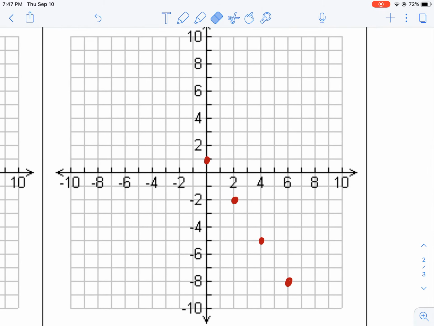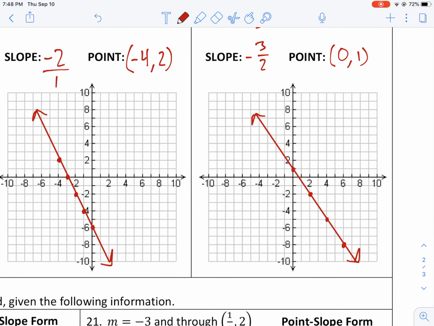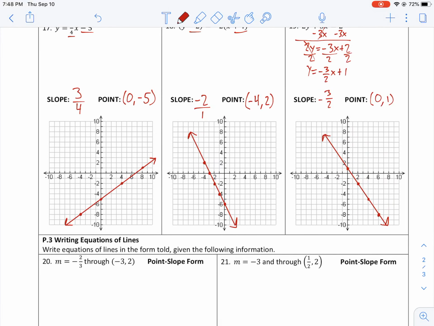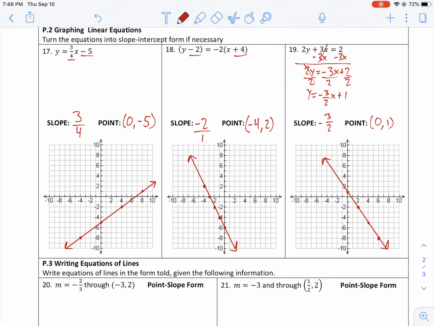Again, since our slope is negative, our line needs to be going down. If your line is going up, you have your graph wrong. The negative only affects the rise, not the run. So these are your 3 answers for those problems.